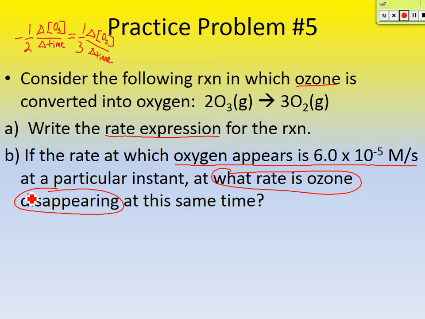So here's how a chemist would use the rate expression to figure this out. Okay, I'm going to rewrite the rate expression down here. I want you guys to write everything that I'm writing right now. So minus 1/2 times the change in concentration of ozone over the change in time is equal to, I'm just rewriting this rate expression, 1/3 times the change in concentration of oxygen over the change in time.